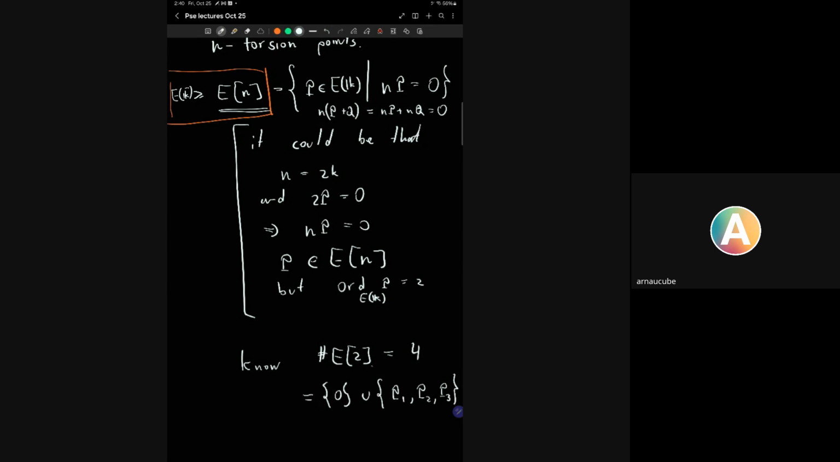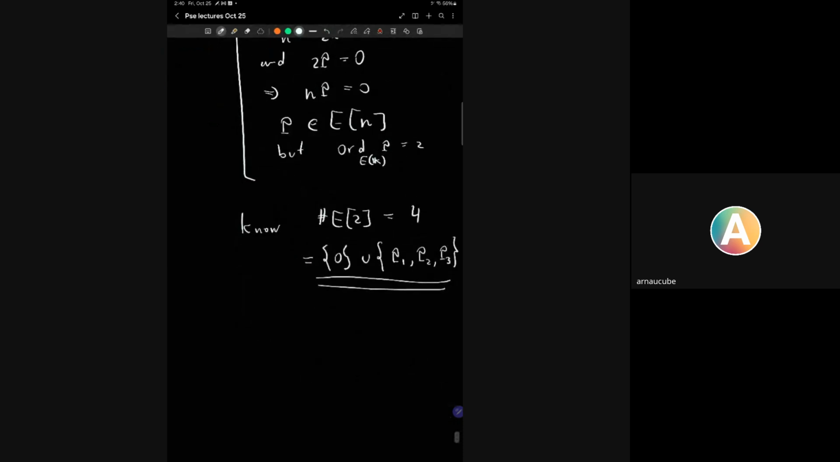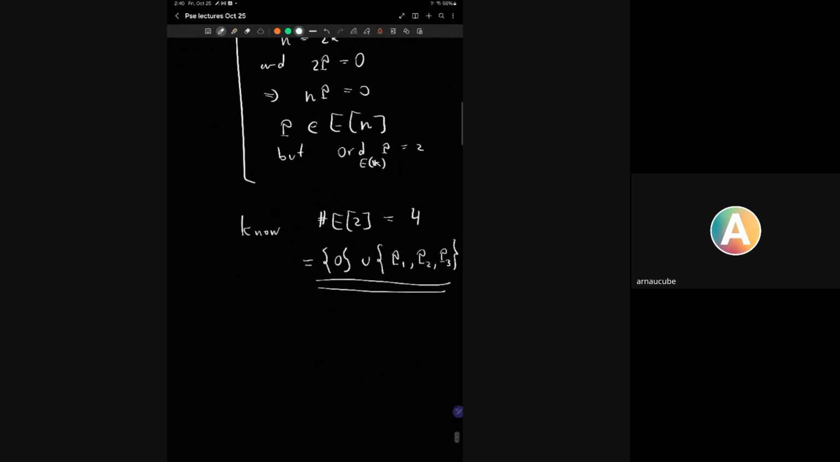And we know that E2 has a group structure. So if I do P1 plus P2, I get something. Either I get O or I get P3 or something, I mean, something within this group. And so I would like to say what is the isomorphism type of this group E2.